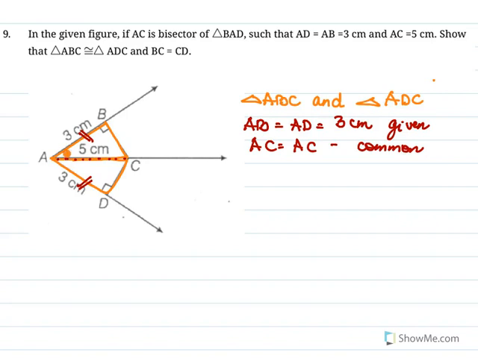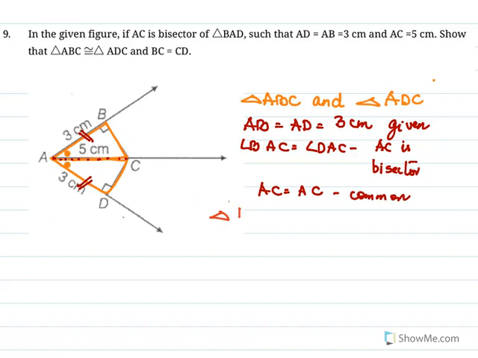And here we have these two angles equal. Why are these two angles equal? Because AC is a bisector. So angle BAC will be equal to angle DAC. Let me mark those angles. So I have here BAC, this angle, equal to DAC. So now we say triangle BAC is congruent to triangle DAC by the SAS test. Hence BC equals CD, by CPCT.